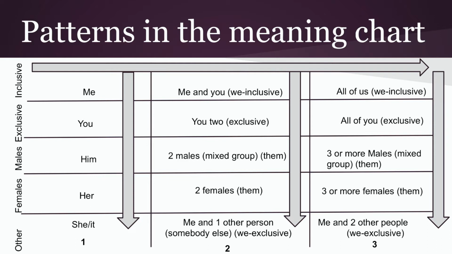And then the last one is me and one other person, but it can also be used as me and someone else. It's like if I was telling you a story about me and Mary going to the store, me and this other person, me and Mary went to the store, but not you. So that's a we exclusive. In the third column, starting at the top, it's all of us. That's a we inclusive. So you could say all of us, but sometimes we just say we as well. But it means it's inclusive. It means me and you are included in that statement. The next one is all of you.